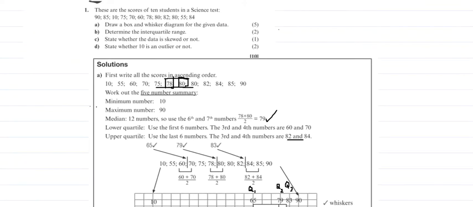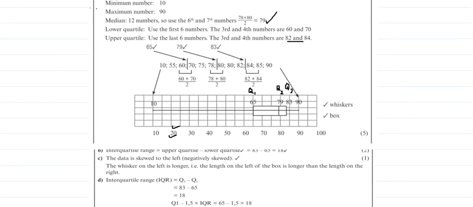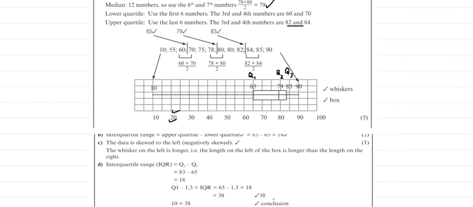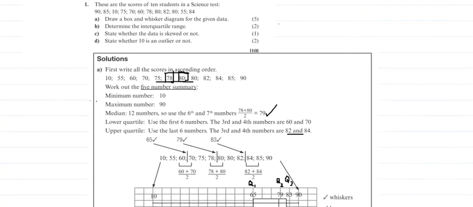The next question asks us to find the interquartile range, IQR as we commonly refer to it. The interquartile range formula is Q3 minus Q1. As we see here, it's simply 83 minus 65, which is 18. So that is our interquartile range, the answer for B.